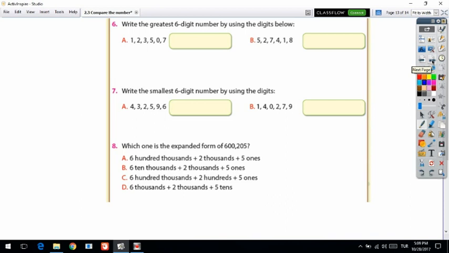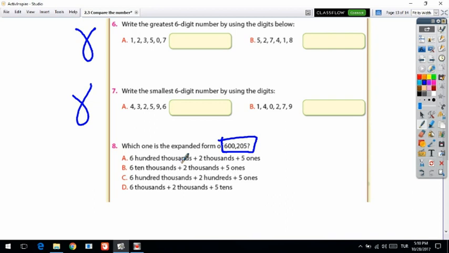Okay, now let's look at another one. Write the greatest 6-digit number by using the digits. We can say that we have solved the same kind of question on the previous page. Also we solved other kinds of questions. So we have another. Which one is the expanded form of 600,205? Let's look at A, 600,000. Expanded form.